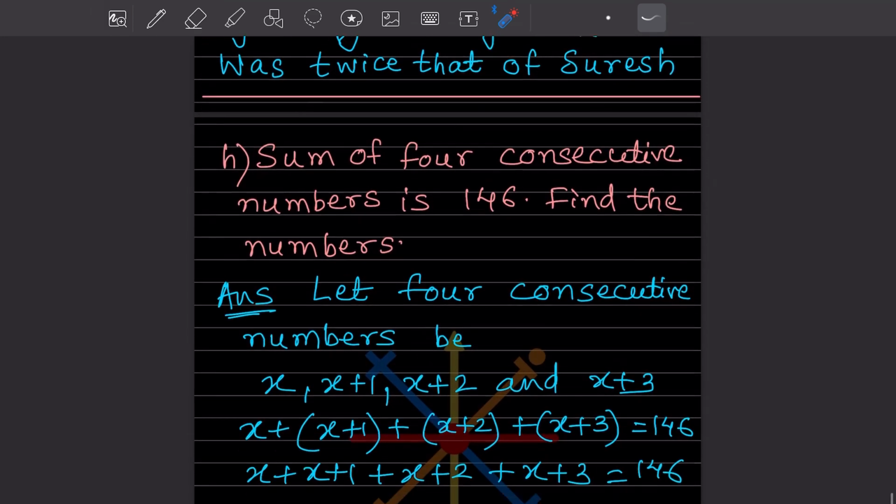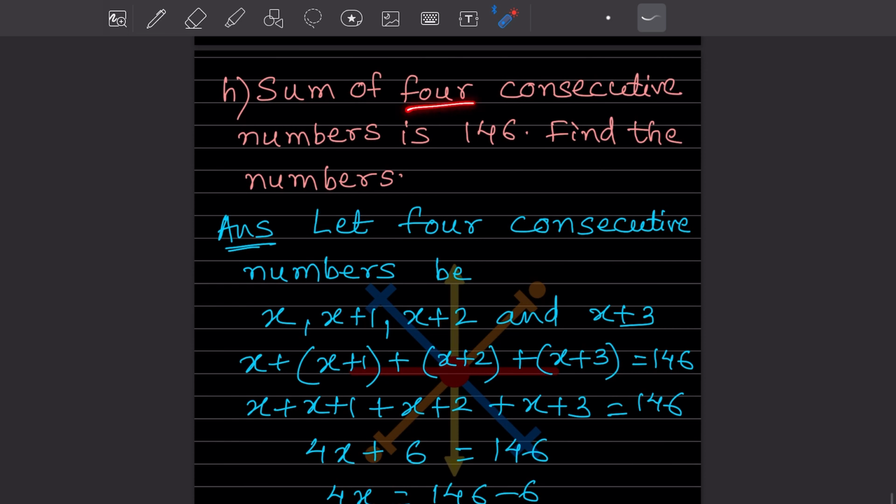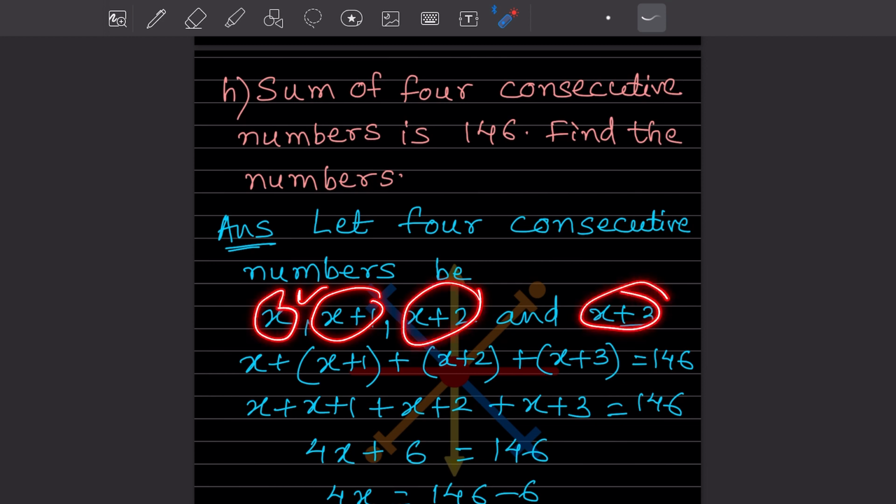Okay. Now let us see the next problem. It says the sum of 4 consecutive numbers is 146, find the numbers. So what are the 4 consecutive numbers? In the previous exercise as well, in the previous video, they gave 3 consecutive numbers, and we took x, x plus 1 and x plus 2. Now look here, they have given 4 consecutive numbers. So we'll consider x, x plus 1, x plus 2 and x plus 3. Okay, these are the 4 numbers.